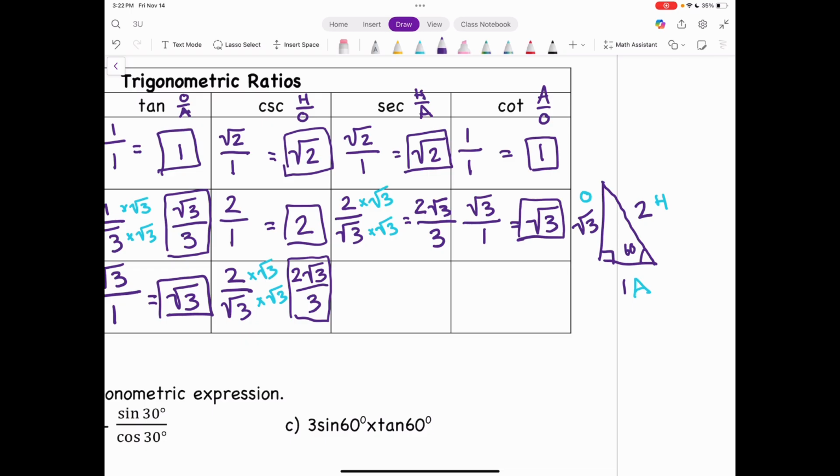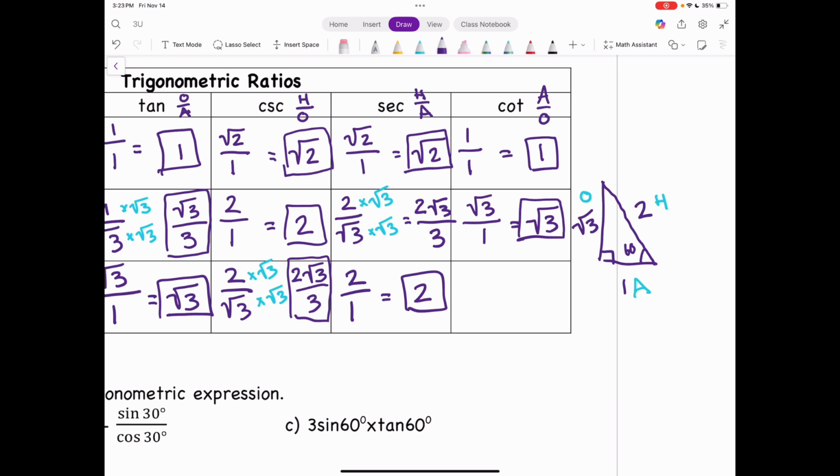Secant at 60 degrees, we know that secant is hypotenuse over adjacent, so hypotenuse is 2, adjacent is 1. We simplify that to just 2. That's our exact value for secant at 60 degrees.